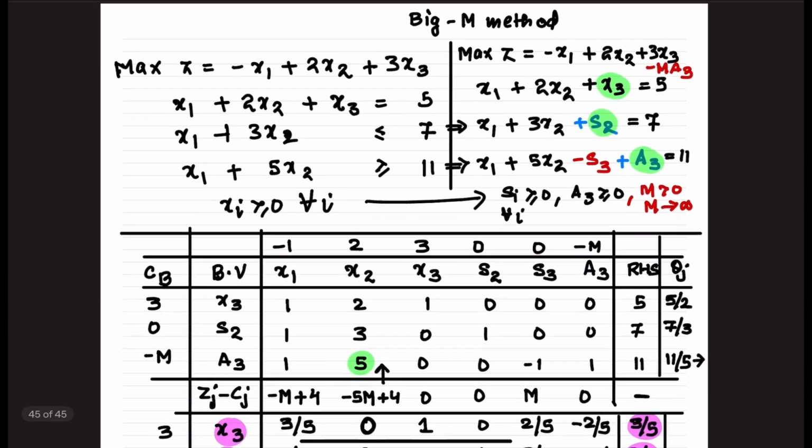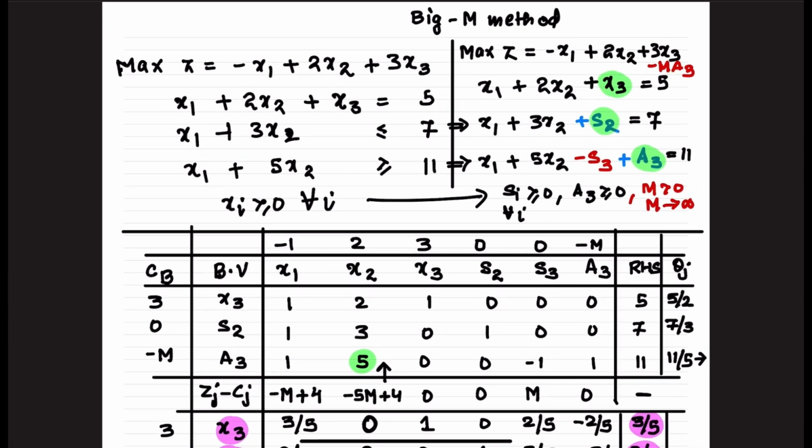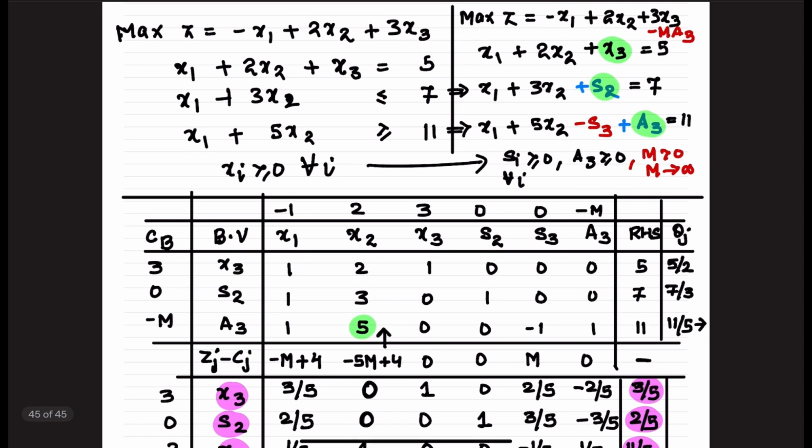So we have used only a single artificial variable and we have solved. See, you can use 2 artificial variables also, but then it would take more time to solve. And it is also better if you use less number of artificial variables.